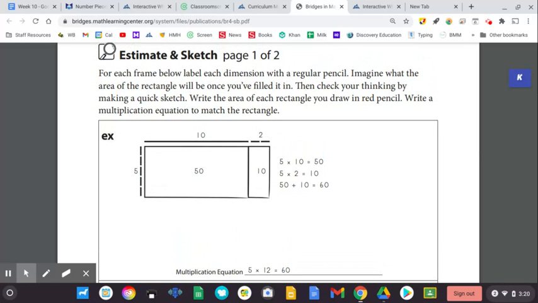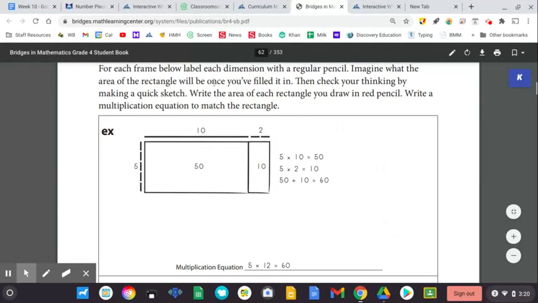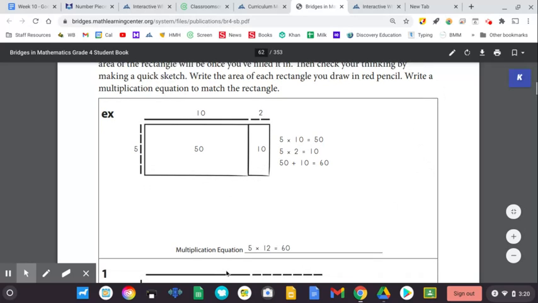It says for each frame below, label the dimensions with a regular pencil and then imagine the area of the rectangle once you have filled it in. In other words, when they're saying imagine the area of the rectangle, think about if that was filled in with the base 10 pieces. Then you can check your thinking by making a quick sketch, which is what they mean by this thing right here. And then you're going to write the area of each rectangle. See, area. And then you're going to write an equation. You see the equation down here.